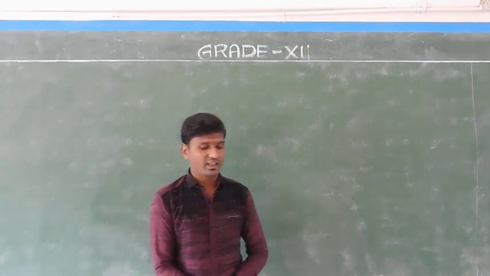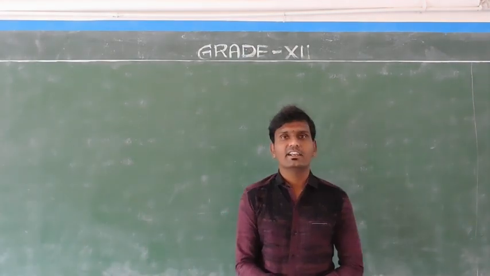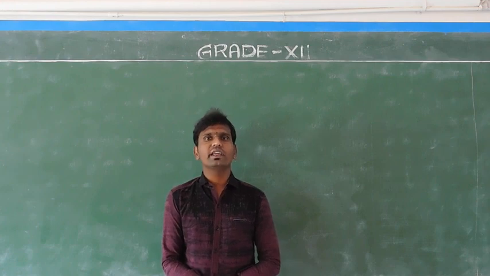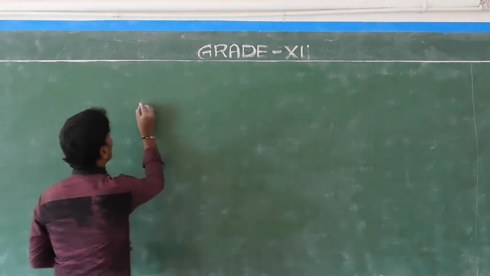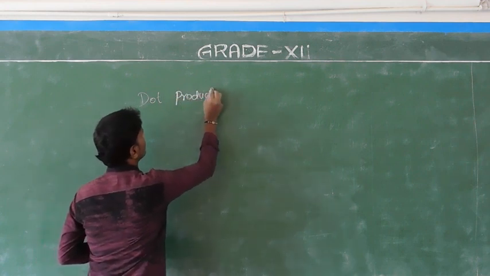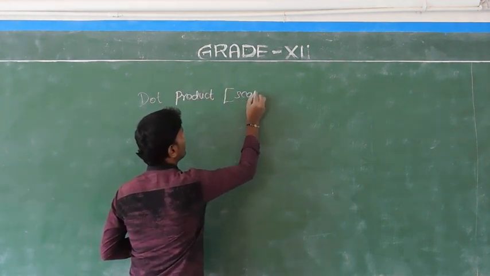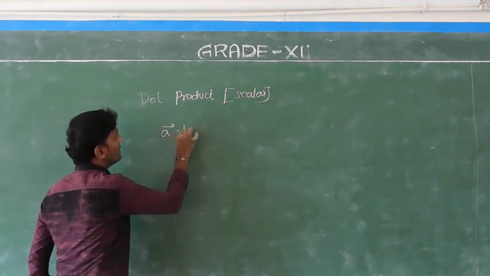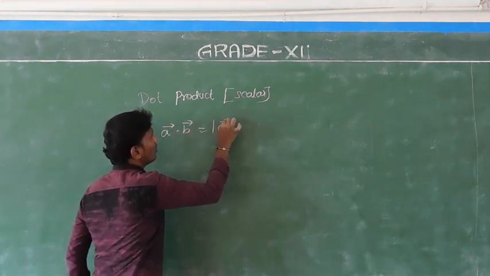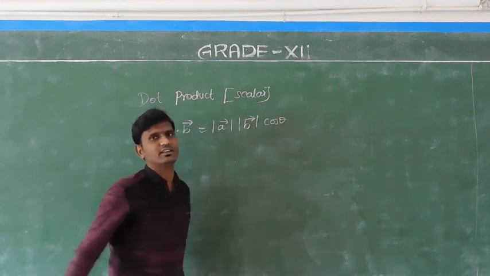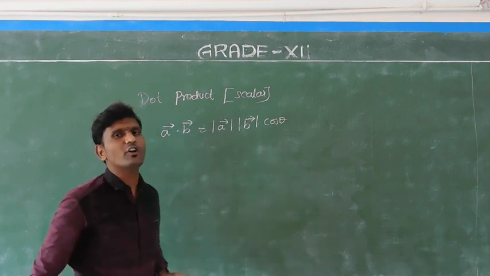Good morning students. We already studied the dot product in the previous classes, and I want to recall the formula. What is the dot product? Dot product has one more name, that is scalar product. A dot B vector is equal to modulus of A vector into modulus of B vector into cos theta. So this is your dot product.